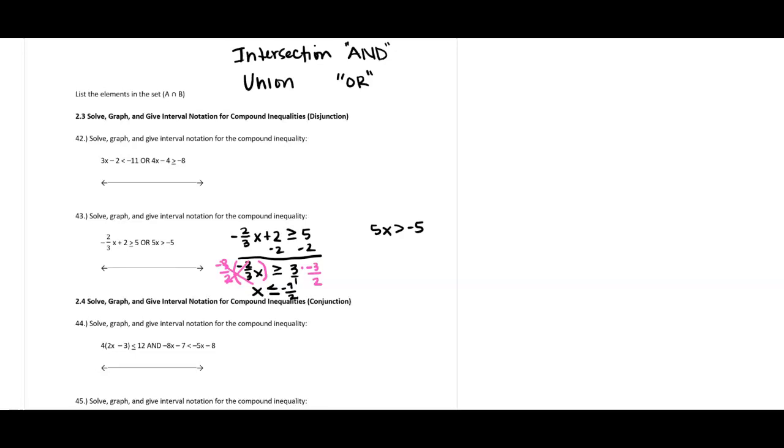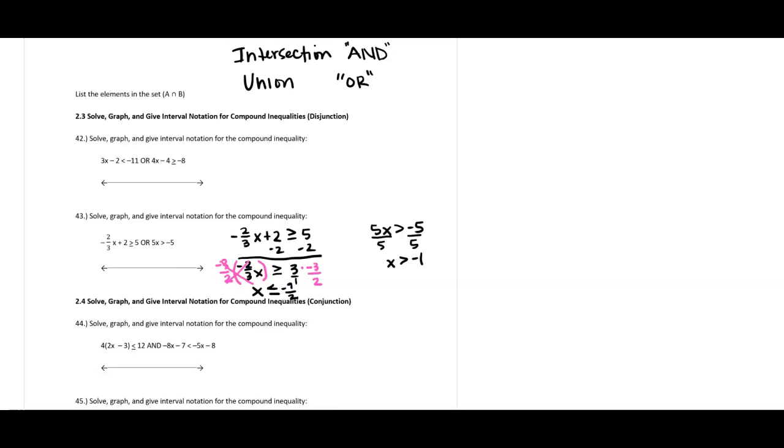Okay. And then here, this one's not as involved, right? Just need to divide by 5 to get x by itself. So x is going to be greater than -1. And I didn't flip this one because I wasn't dividing or multiplying by a negative number, right? This was a positive number there.